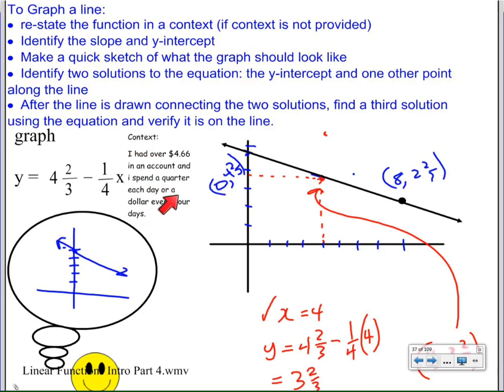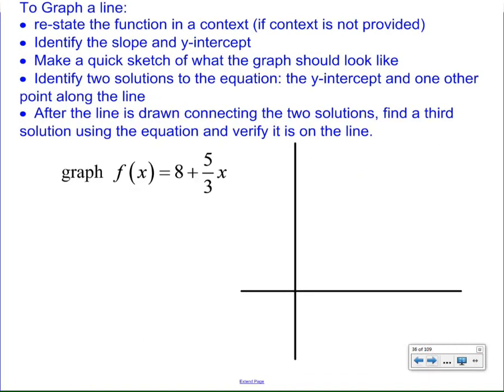Then I could actually make a quick sketch. That is, I start with this much money and spend a quarter a day. I'll still hang on to my money for several days, so it's not going to be very steep. Identify 2 points. Now this work here is pretty sloppy because I was writing this with a mouse. So I thought it would be worthwhile showing you a better example, graphing this line.